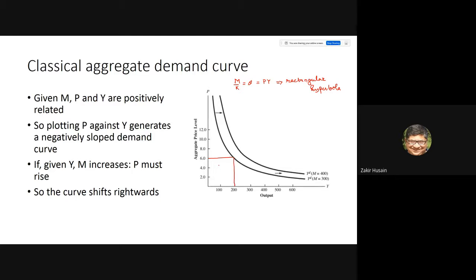So this is M by K. Now, if you increase the money supply, then the rectangle has to be larger. That means the curve will shift outwards. So as money supply increases, the aggregate demand curve will shift outwards. And if money supply contracts, the curve is going to shift inwards. Clear?